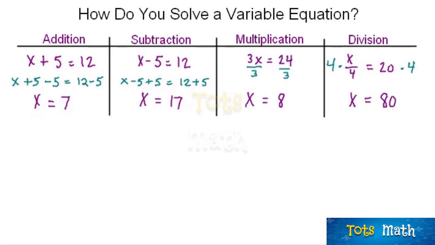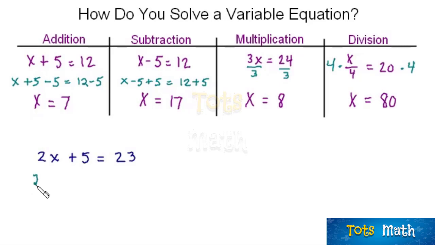Now let's see what happens when two of these operations appear in the same equation. Let's try the equation 2x plus 5 equals 23. Remember, the object of the game is to simplify everything until I end up with just 1x. So right now, I'm multiplying x by 2 and then adding 5 to the product. And that's going to equal 23. The first step would be to subtract 5 from each side.